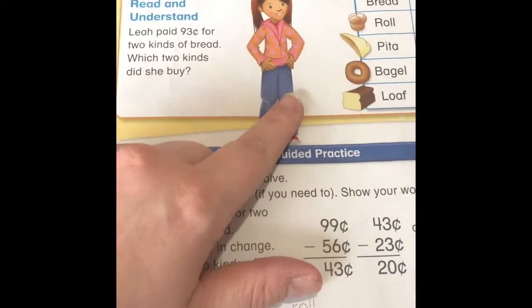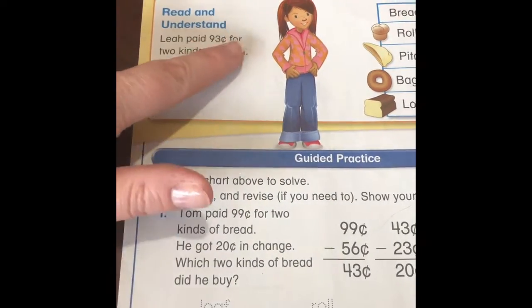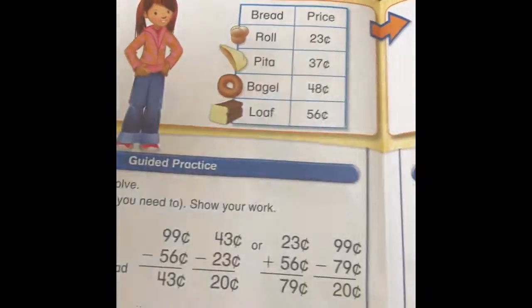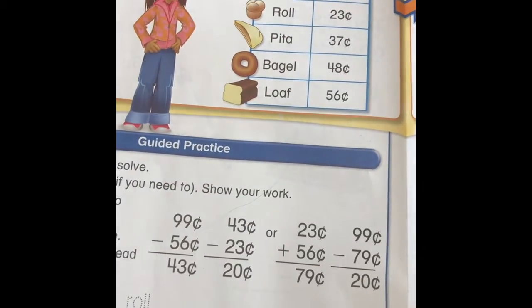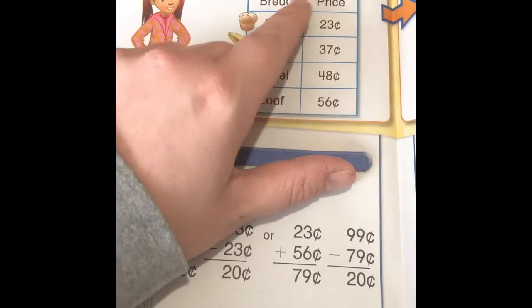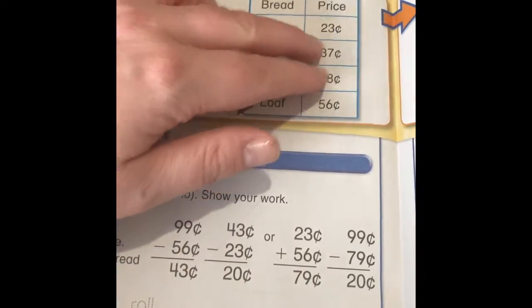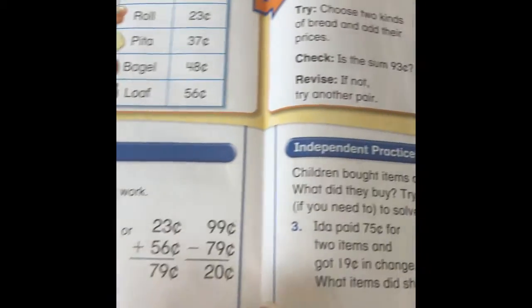So let's look at the example at the top. First we read and understand. Leah paid 93 cents for 2 kinds of bread. Which 2 kinds did she buy? So then we look at the kinds of bread she has, and we need to make 93, so we're probably not going to pick 2 low amounts. You're probably going to pick 2 of these higher amounts and then a low amount or something like that.